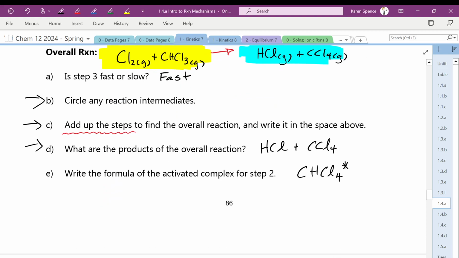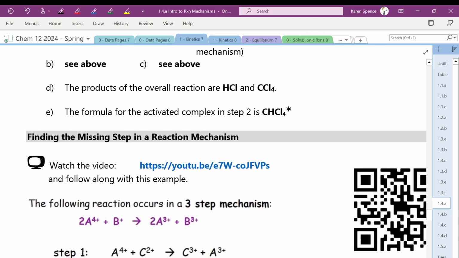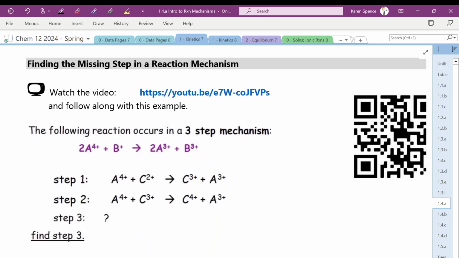So that's it for that. We feel pretty good about that. Okay. There's a solution there. Now we are going to try this one. This is a little trickier because we are going to solve for step 3.